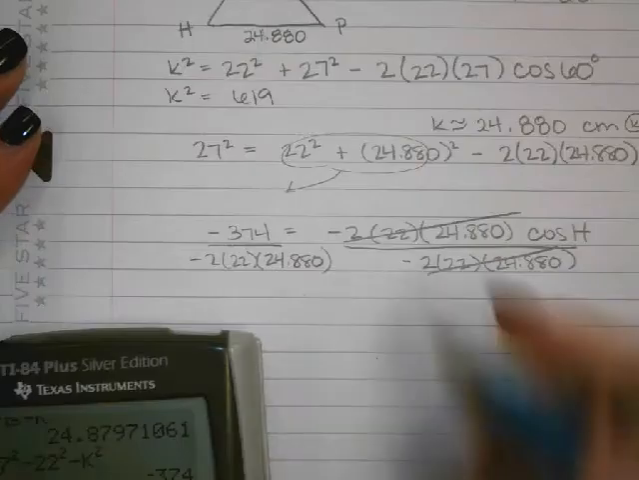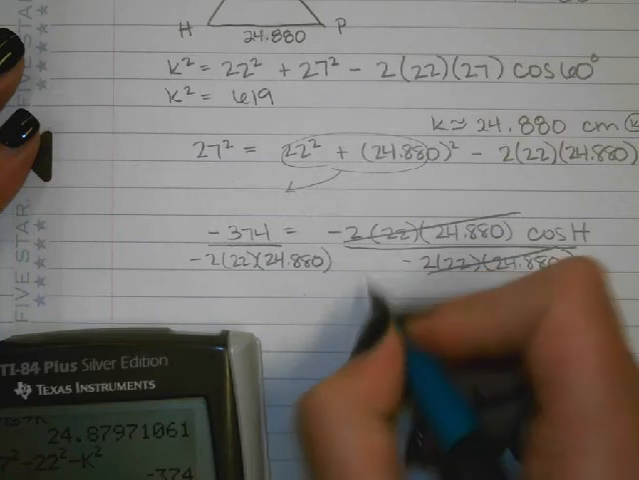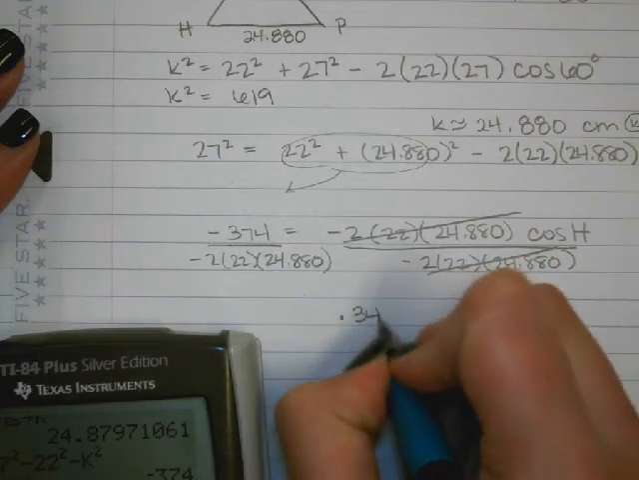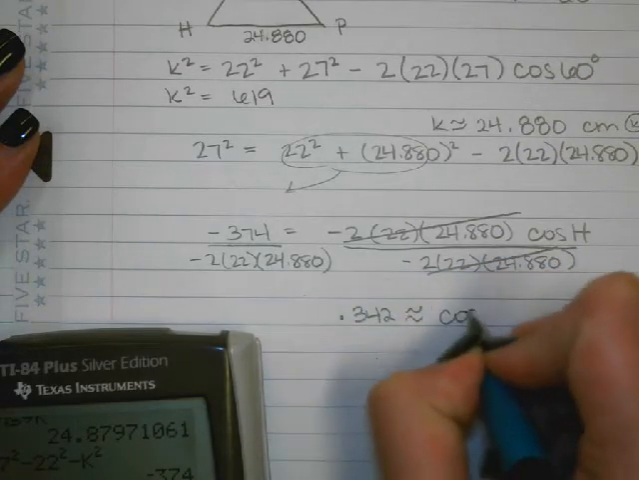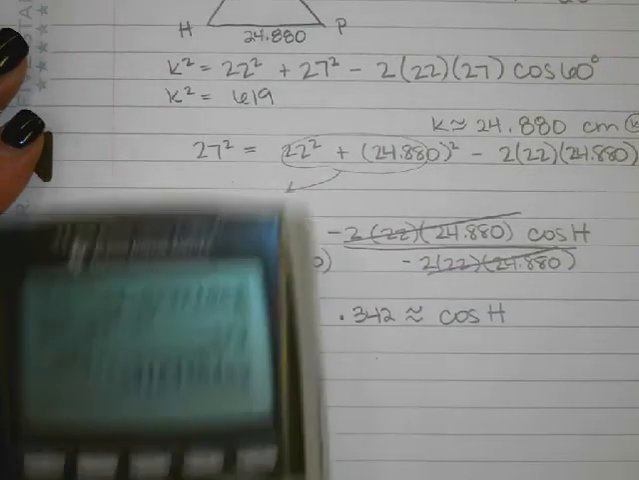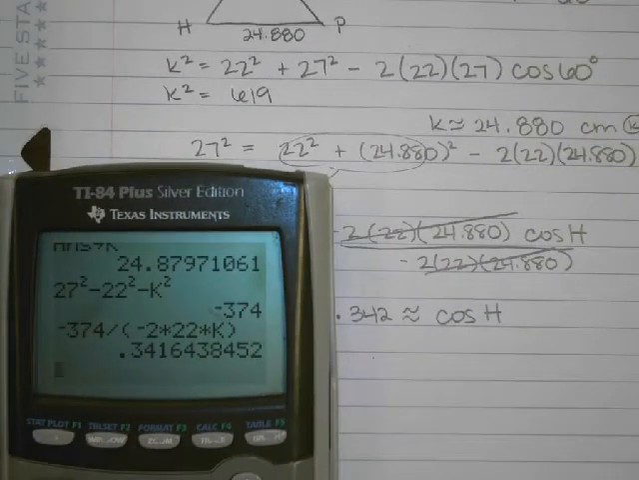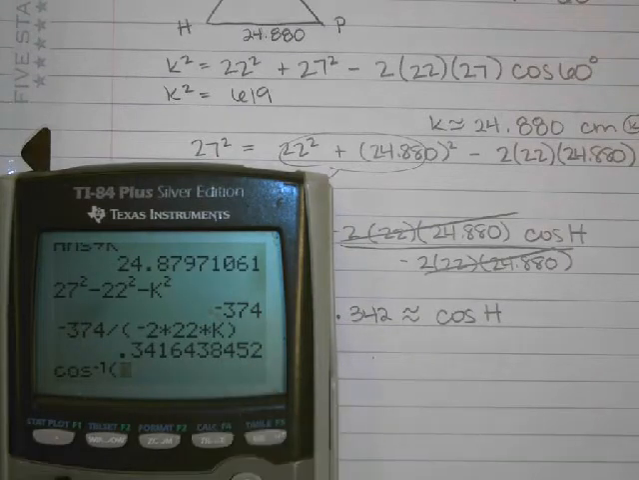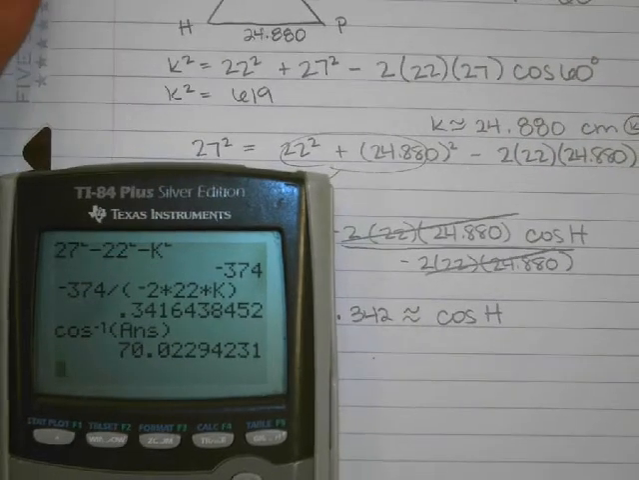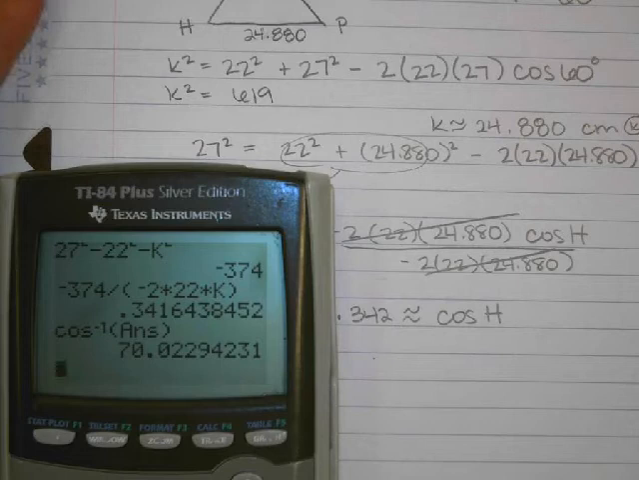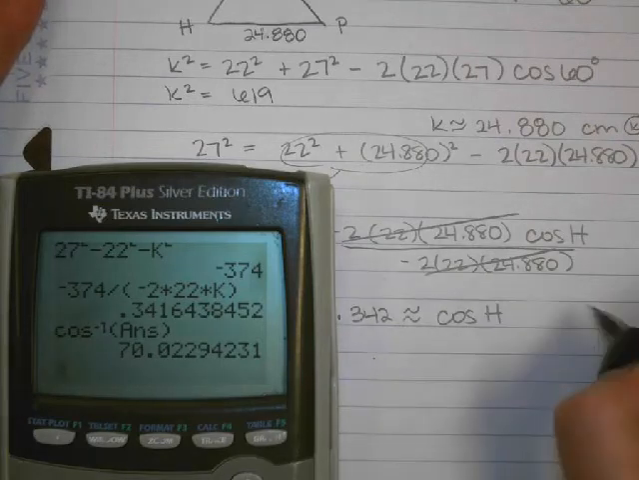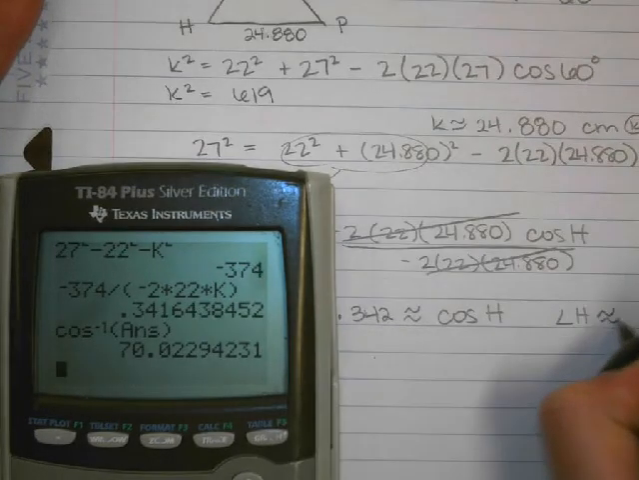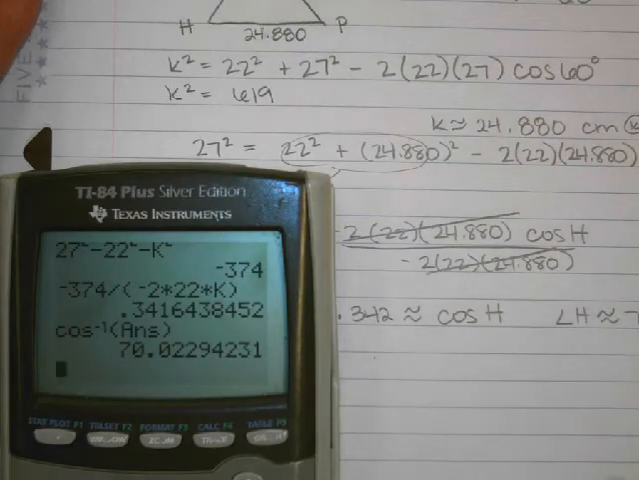So I have the decimal 0.342 equals cos H. And so now I want to get rid of the cos, and I'm going to do that by doing second cos. And then to pull that decimal in there, I'm going to hit second answer. And so that means that my angle for H is 70.023. Angle H is 70.023 degrees.